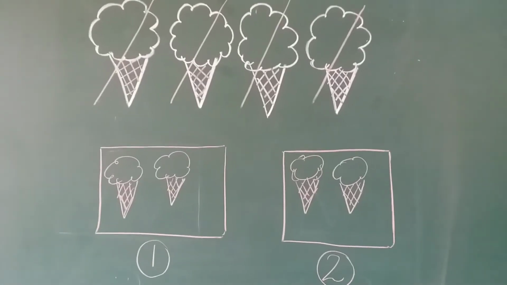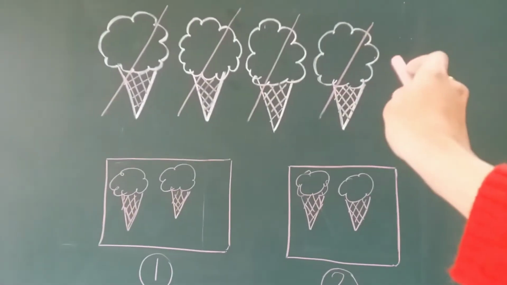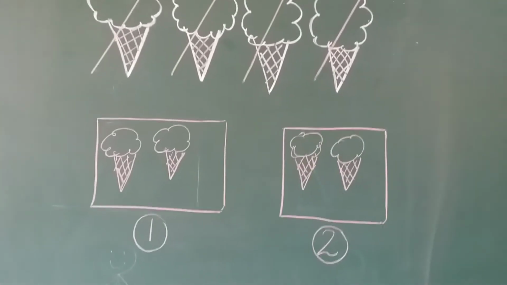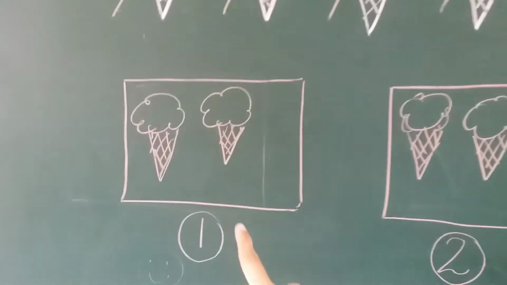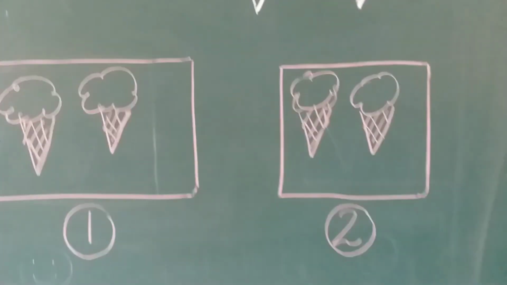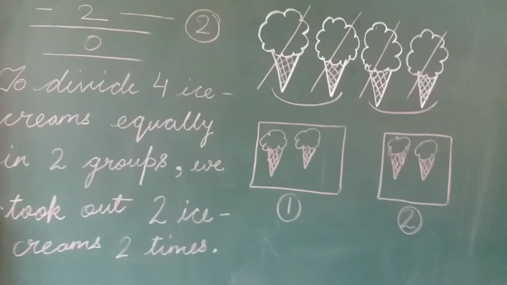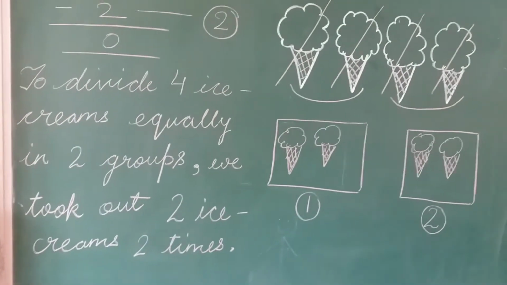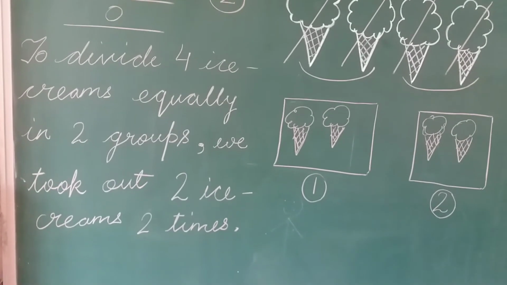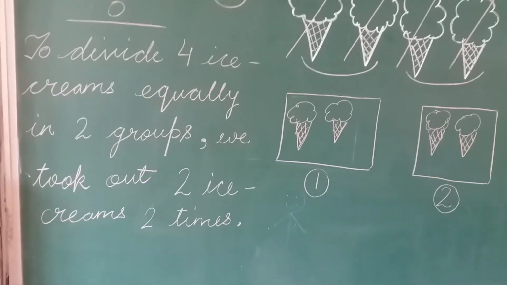Okay? So children, in this way I have divided 4 ice creams in 2 equal groups, and each group is getting how many ice creams? 2 ice creams. See, the first group is getting 2 ice creams, the second group is getting 2 ice creams. It means, what have I done? To divide 4 ice creams equally in 2 groups, what have I done for that? I have taken out 2 ice creams 2 times.